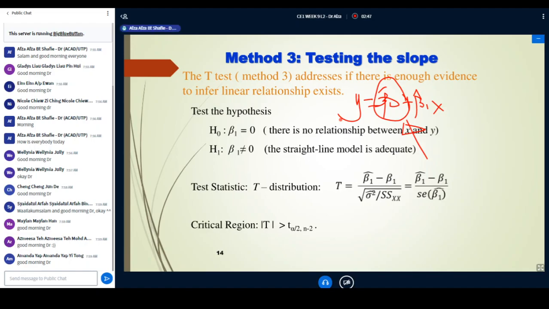The whole reason why we do this is to see whether y is dependent on x or not. Because if our beta 1 is actually equal to 0, that means our line will always be y is equal to beta naught. So your graph will always look like this. If this is your x-axis and this is your y, your line will always look like that, where this value will be the value of your beta naught.